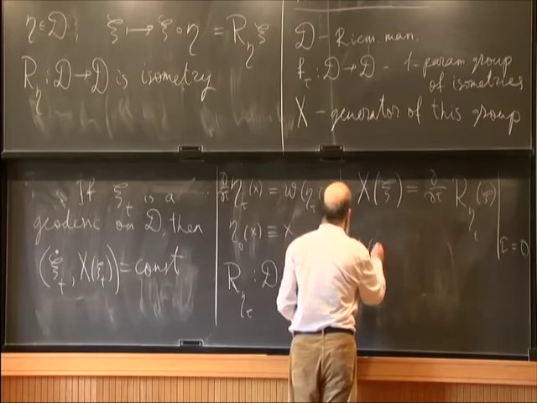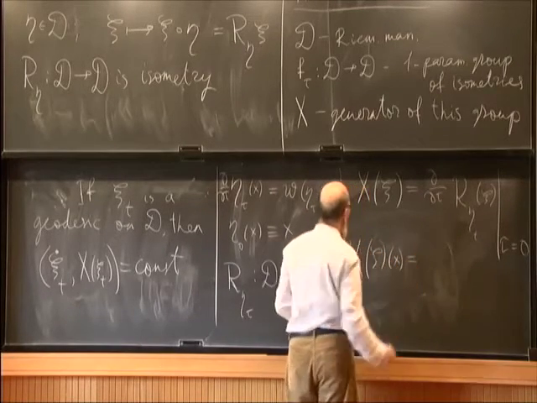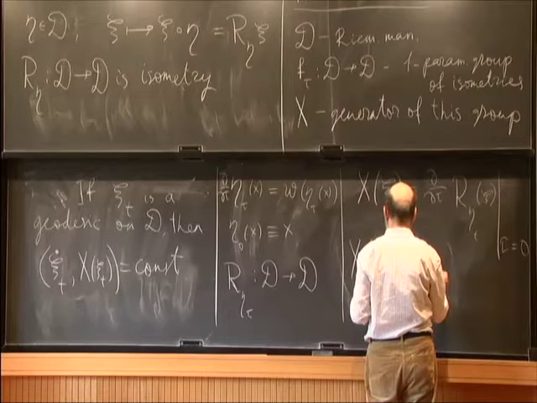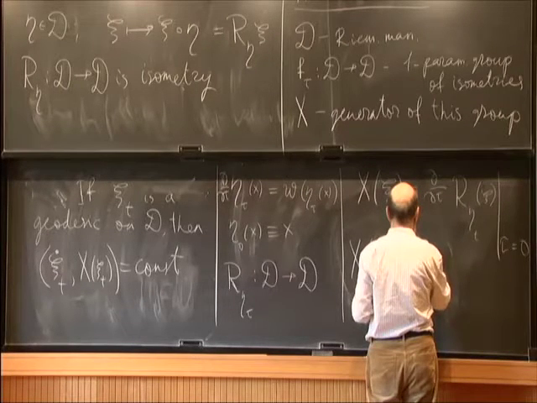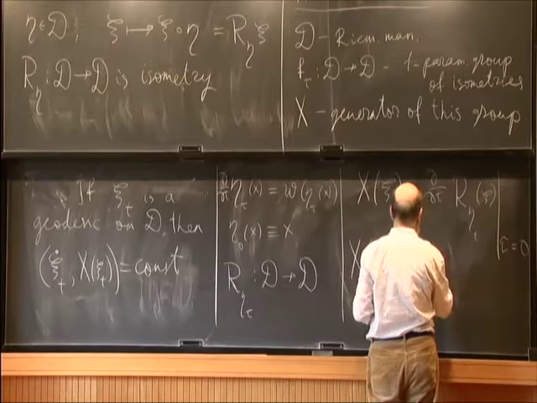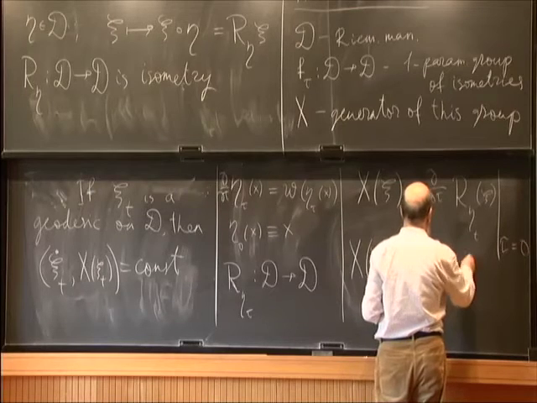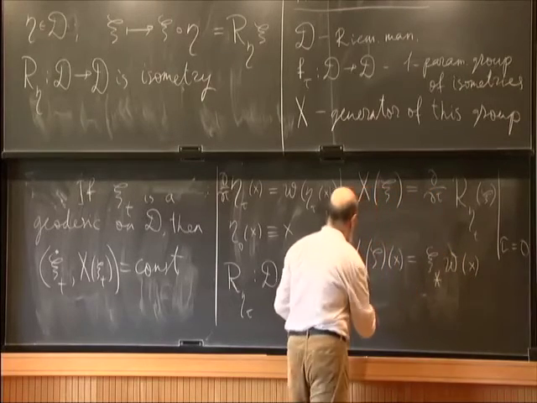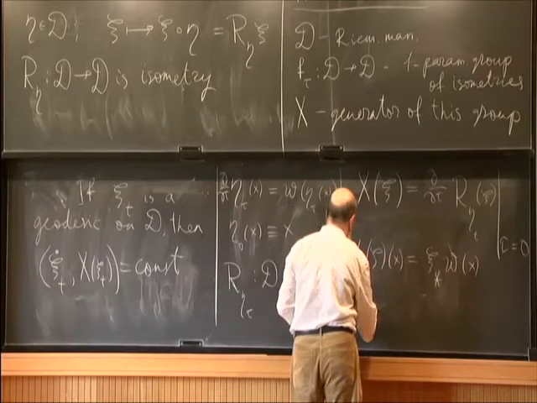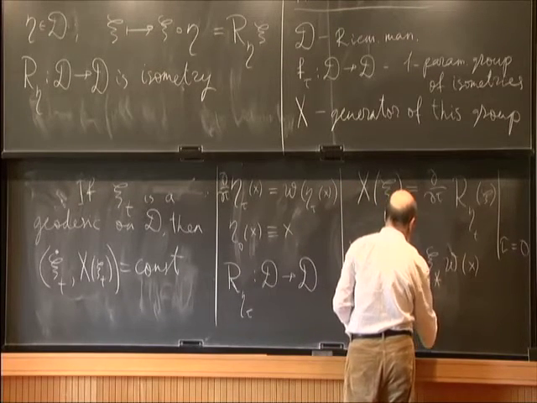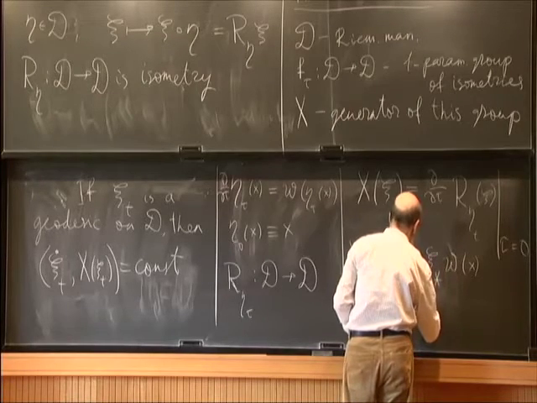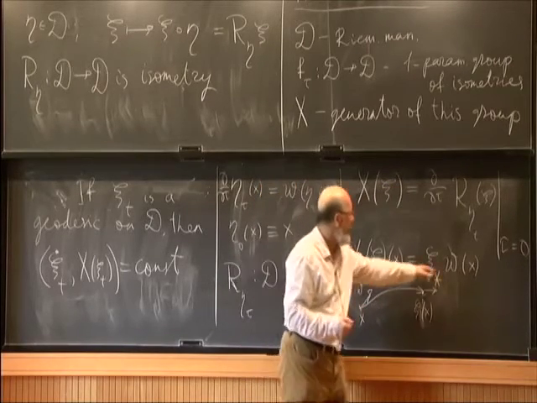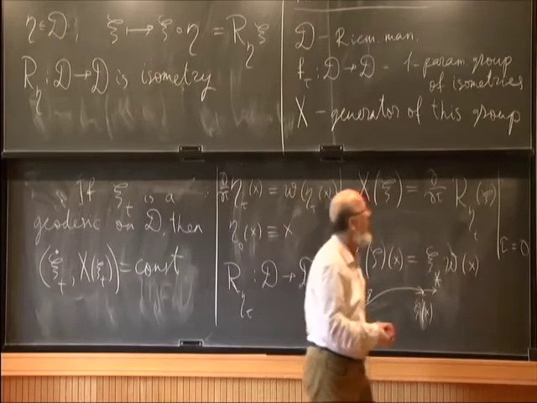So X of xi at the point x equals xi star w at the point x. So the vector w at the point x is transferred to the point xi of x and multiplied by the Jacobian matrix. So it is written this way.